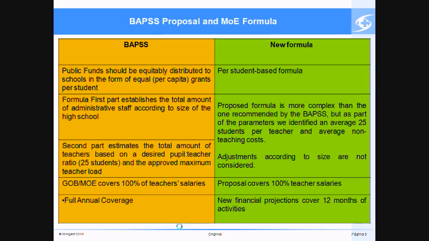In the BAPS proposal, they propose that our Ministry of Education covers 100% of teacher salaries. The new formula we're proposing will allow schools to cover 100% of teacher salaries. The BAPS proposal also proposes that there is full annual coverage of costs. The model we are proposing asserts new financial projections that cover 12 months of activities.